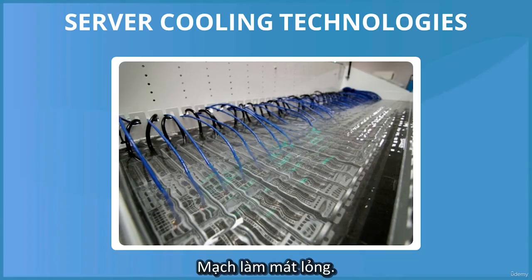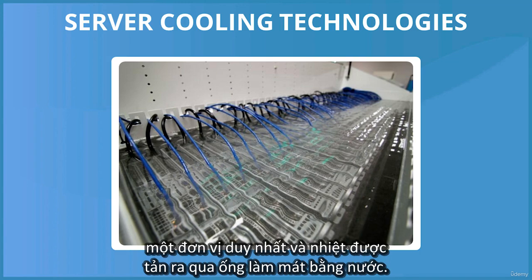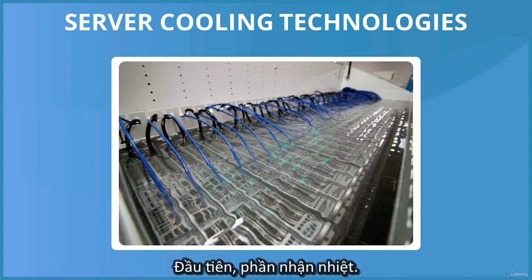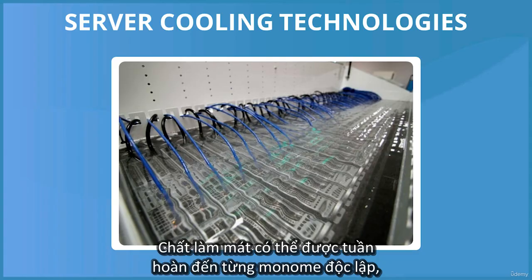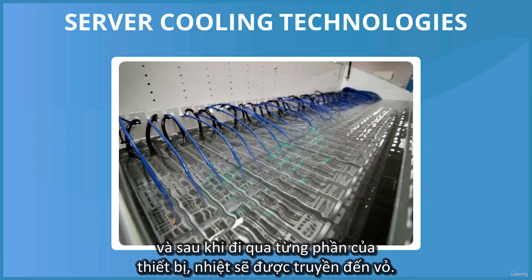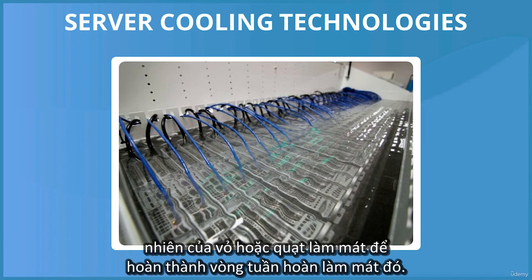The liquid cooling circuit is where the heating elements on the server are formed into a single unit, and the heat is dissipated through the water cooling sleeve. Fixed piping. First, the heat receiving part, and then a large pump are provided in the server case. The cooling liquid can be circulated to each monomer independently, and after passing through each part of the facility, the heat will be transferred to the casing. Then finally, it's released into the air by the natural heat dissipation of the casing or the cooling fan to complete that cooling circuit.